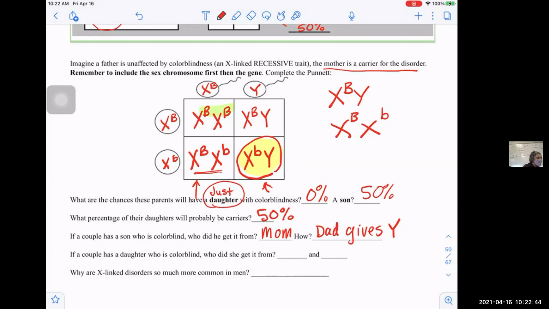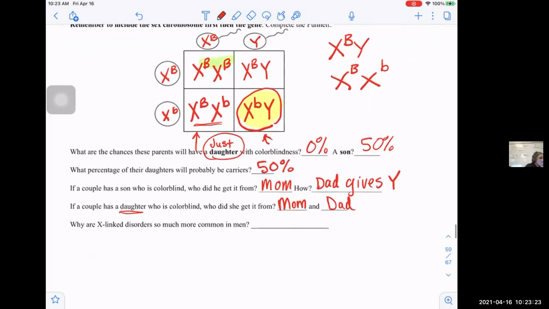All right, if a couple has a daughter who's colorblind, who did she get it from? Yep, so she had to get it from, my student in my room said, mom and dad, right? Because mom has to give her a little b X, and dad also has to give her 1. So that's another reason why it's rare for a daughter to have it, because these alleles are rare anyway in the population, but then for a daughter to get it from both parents is rare.